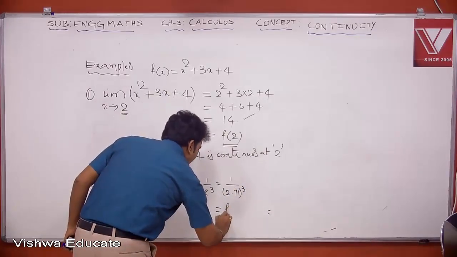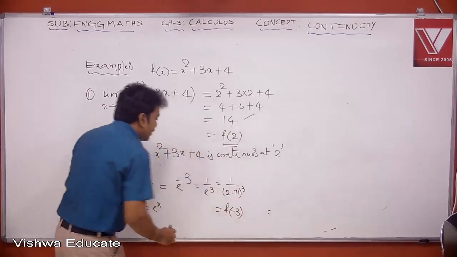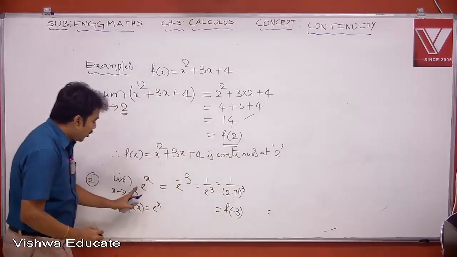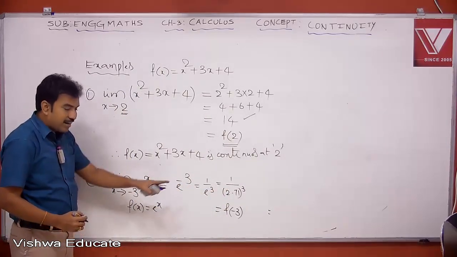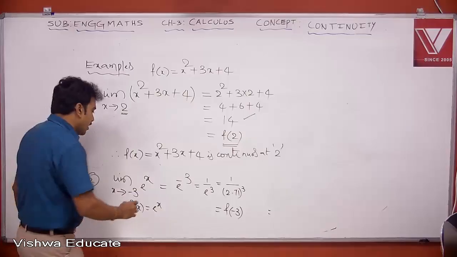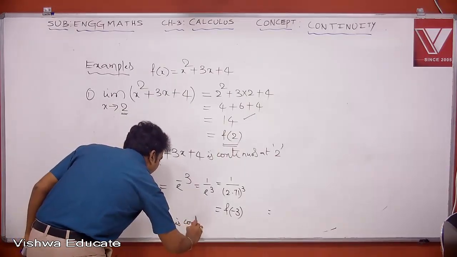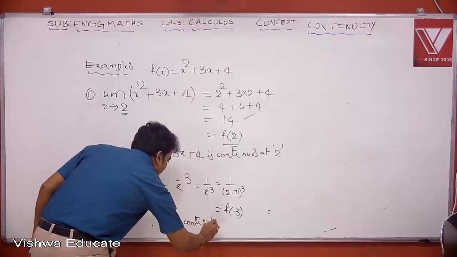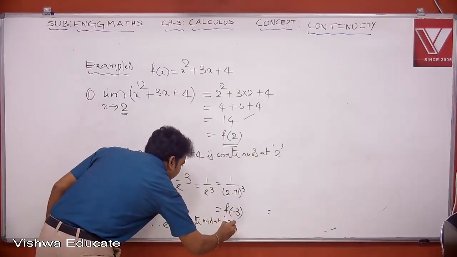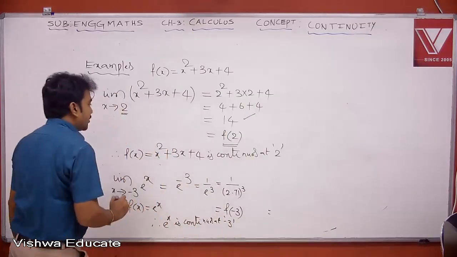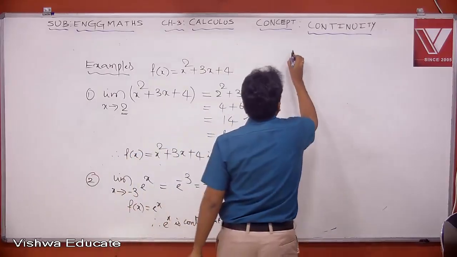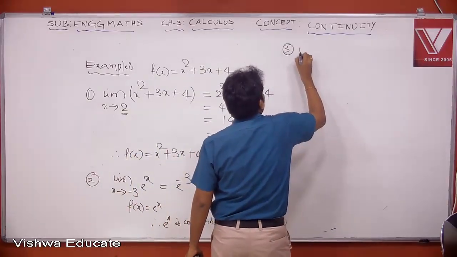But this value is nothing but f of minus 3. So it is a finite number. So the limit value exists at minus 3 and that value is equal to the functional value. Therefore, e power x is continuous at minus 3. Now let us go to example 3.